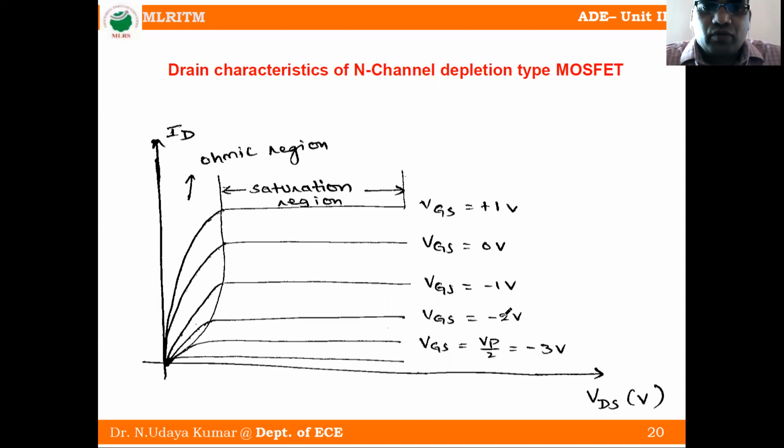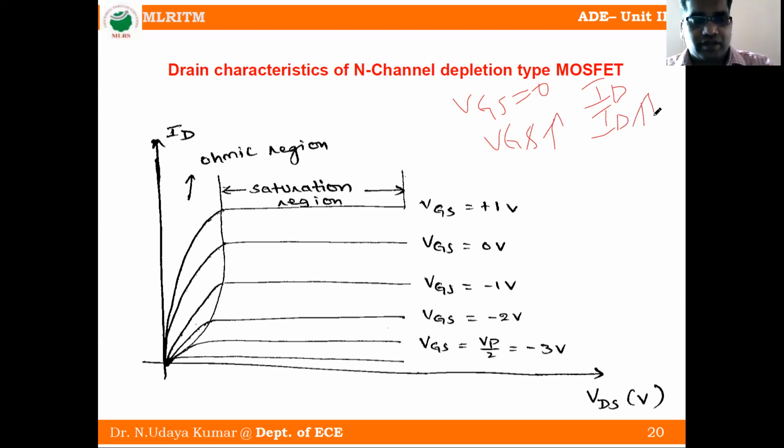I will tell you one more time. When VGS is equal to 0, the ID current is very small. When VGS increases gradually, ID also increases, because of current flow from source to drain through the induced channel. Okay.